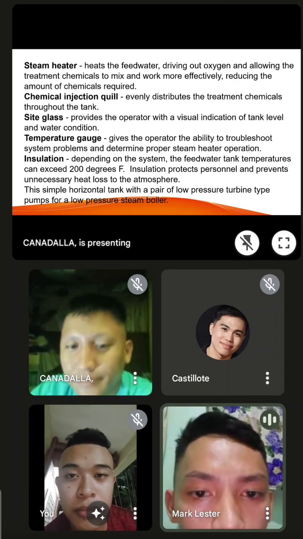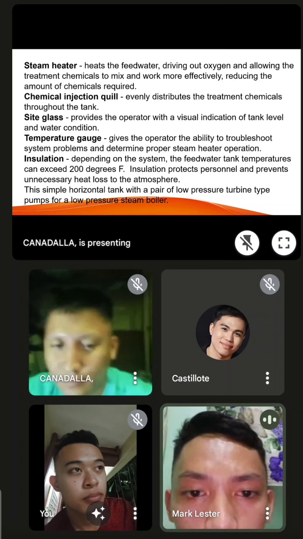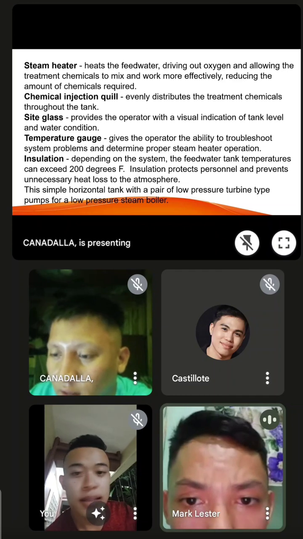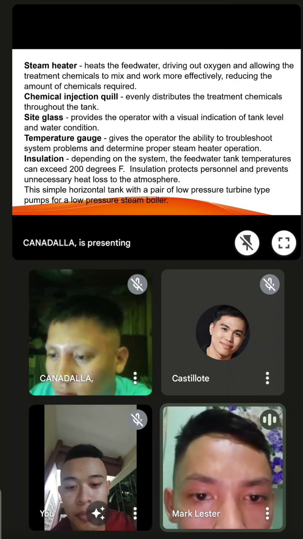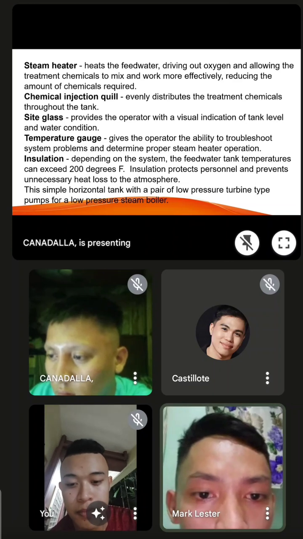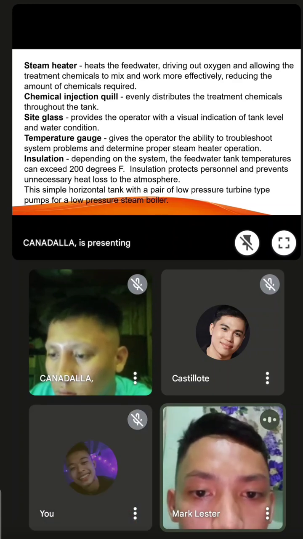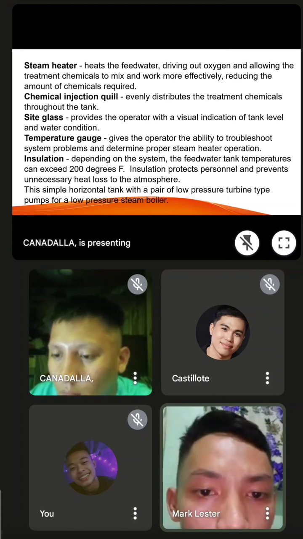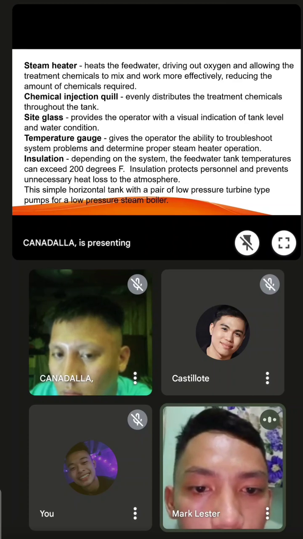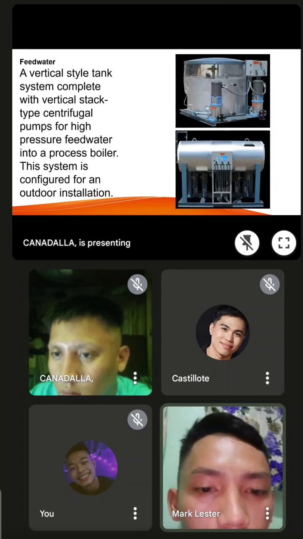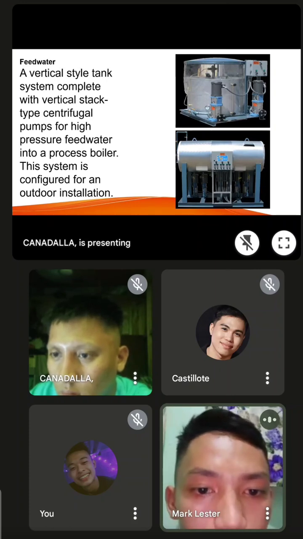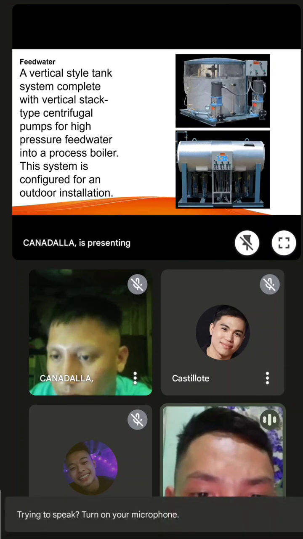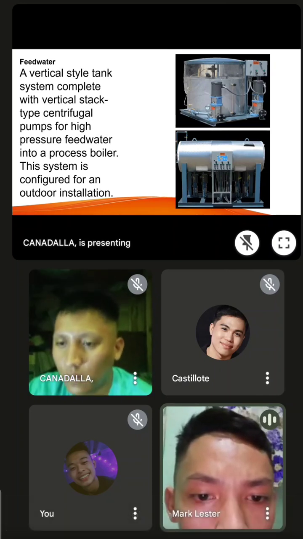Insulation. Depending on the system, the feedwater tank temperature can exceed 200 degrees. Insulation protects personnel and prevents unnecessary heat loss to the atmosphere. This is a simple horizontal tank with a pair of low pressure turbine type pumps for a low pressure steam boiler. A vertical style tank system complete with vertical stack and centrifugal pump for high pressure feedwater into a process steam boiler.